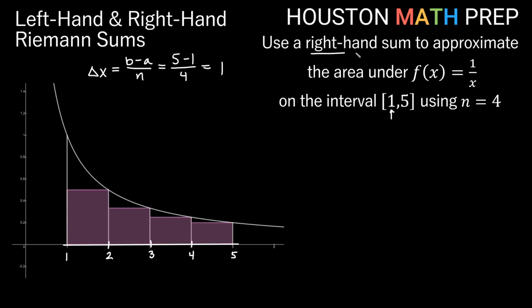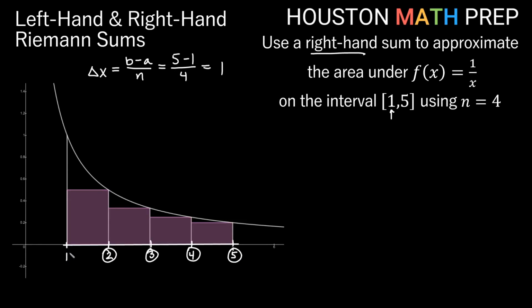Now if we're using a right-hand sum, then we want to go to each subinterval and figure out which number is on the right-hand side. So if I look at the interval 1 to 2, 2 is on the right-hand side. If I look at the interval 2 to 3, 3 is on the right-hand side. If I look at the interval 3 to 4, 4 is on the right-hand side. If I look at 4 to 5, 5 is on the right-hand side. So these are the numbers that we will plug in to our function to get the heights of each rectangle.